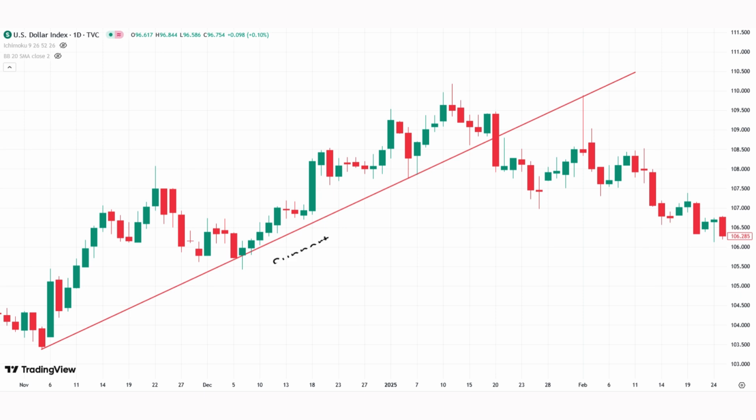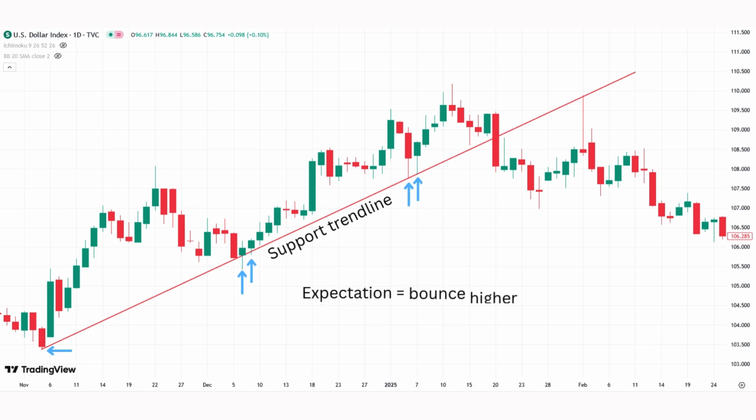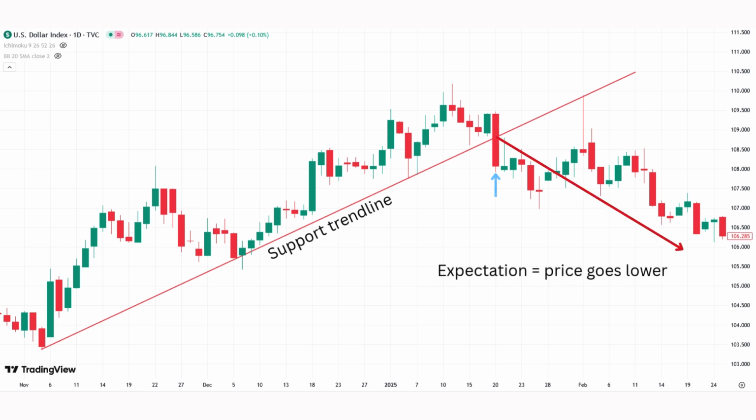In an uptrend, the support trend line is more important and is used to identify breakdowns, which indicate a potential change from a bullish trend to a bearish trend. When price falls to the support trend line, the expectation is that price bounces higher. If price closes below the support trend line, then the expectation is that price goes lower, which is a signal that the bullish trend has changed into a bearish trend.